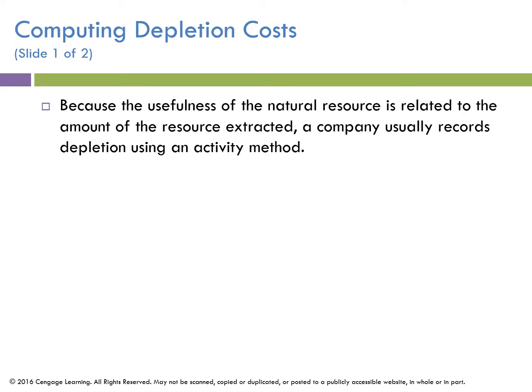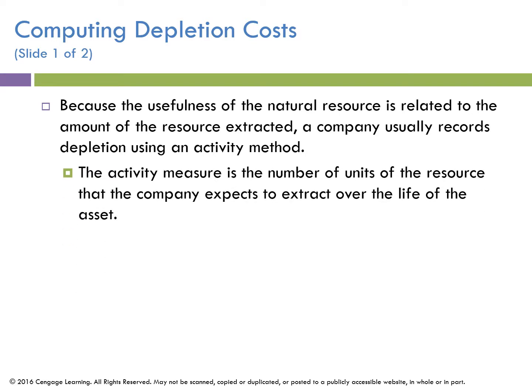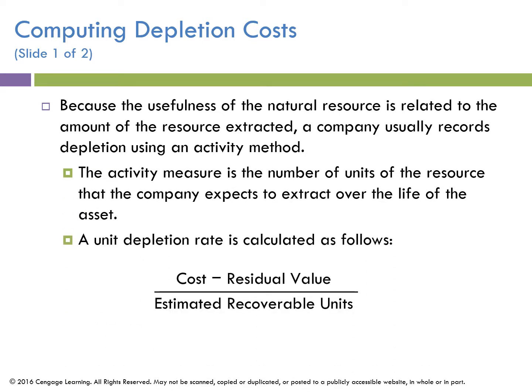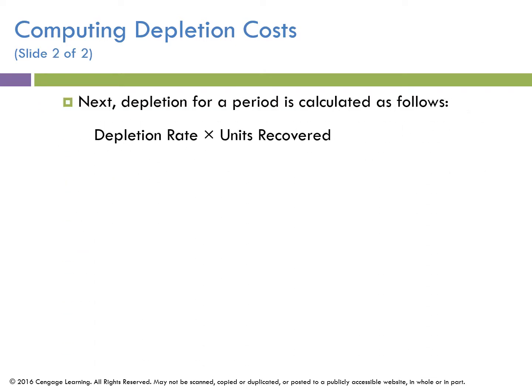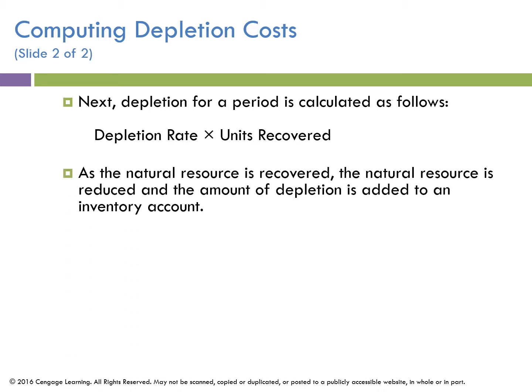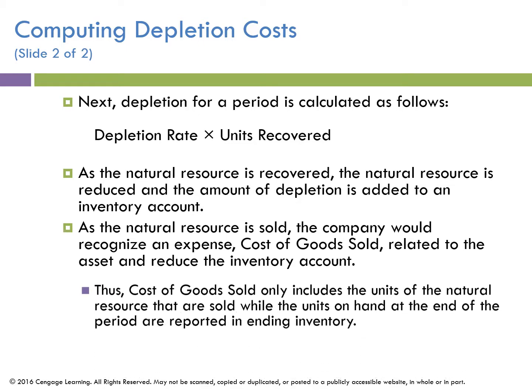Computing depletion is very straightforward. It's an activity method. What we do is we take the cost we determined from the last slide minus the residual value, and we divide it by how many units of whatever we're excavating we're going to make on it, how much we're going to take out. Once we have that amount, we take how much we actually recovered each year times that depletion rate, and that's how we expense the natural resource.